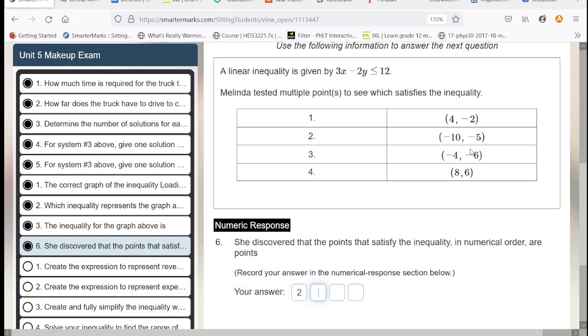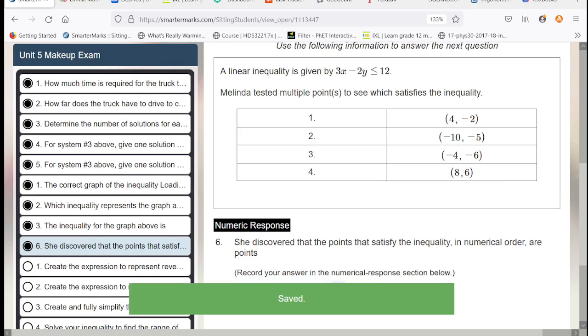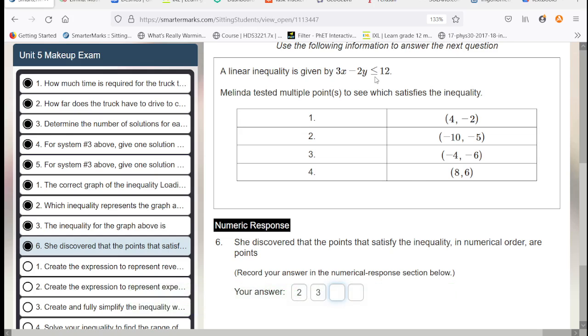We substitute that negative 4 in, or the negative 4 to negative 6. That gives us a negative 12 plus 12. That's 0. 0 is less than or equal to 12, so 3 works. And lastly, 24 minus 12 is 12. That is exactly equal, so 4 works.